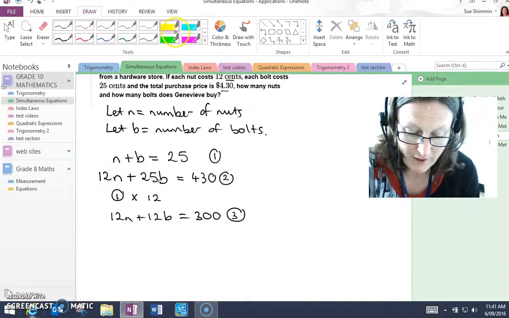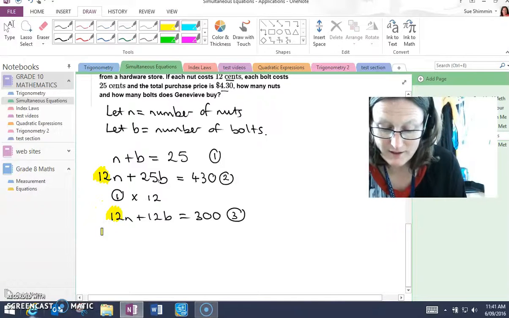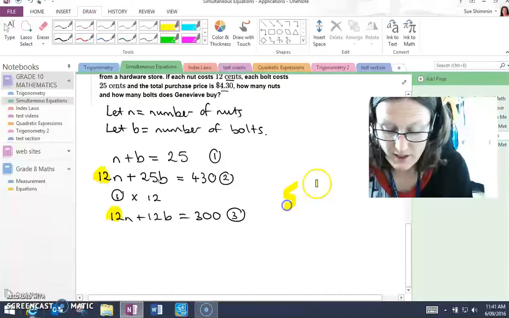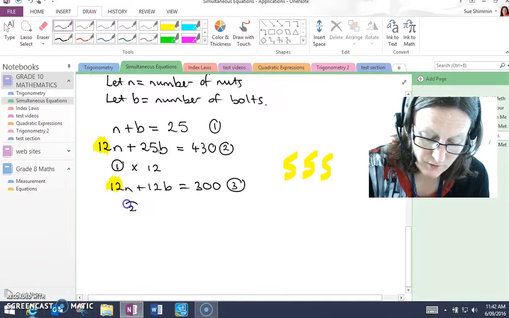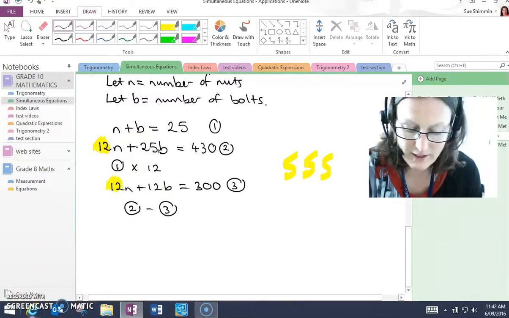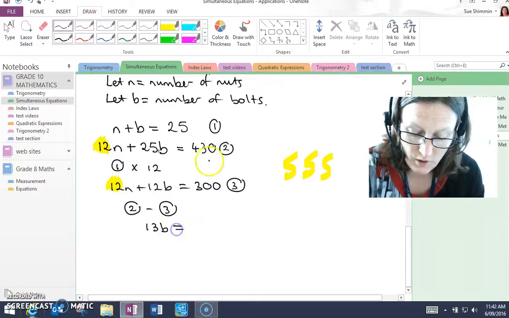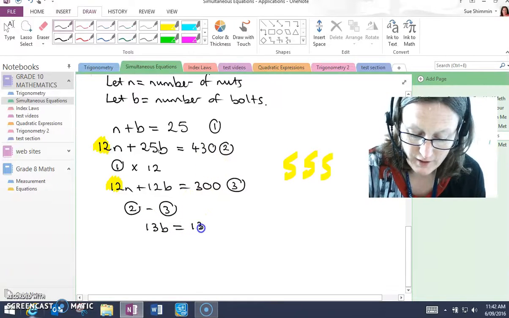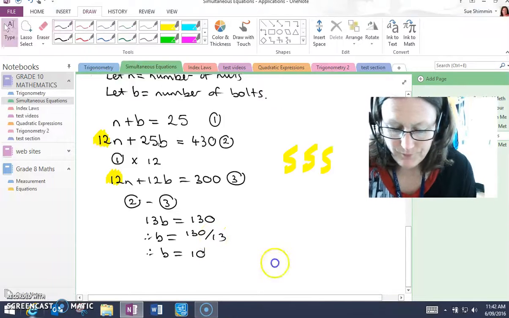Now let's look at equation 2 and let's look at equation 3. Both of them have a 12 with the n. So we can eliminate the n's. They're the same sign, so same sign, subtract. So I am going to do equation 2, subtract equation 3. 12n subtract 12n eliminates the n's. 25b subtract 12b is 13b. 430 subtract 300 is 130. Divide by 13, b is 10. So she buys 10 bolts.